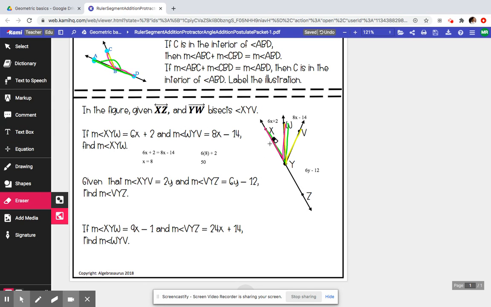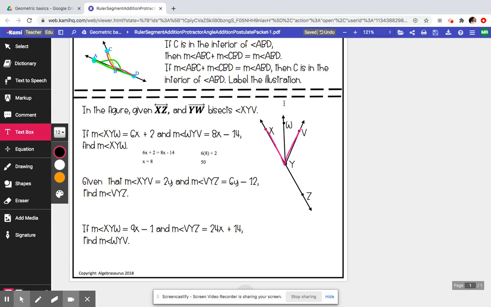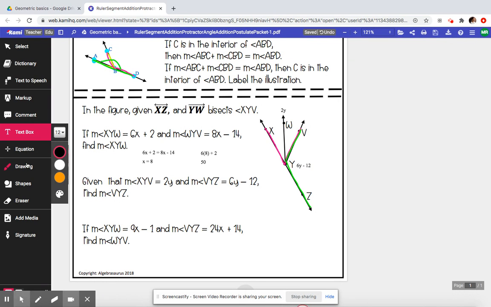So let's go ahead and do question number 2. I'm going to erase all this. Question number 2 asks, given that the measure of angle XYV equals 2y, and the measure of angle VYZ equals 6y minus 12, can we find the measure of angle VYZ?